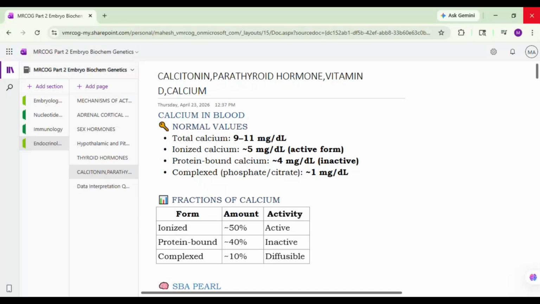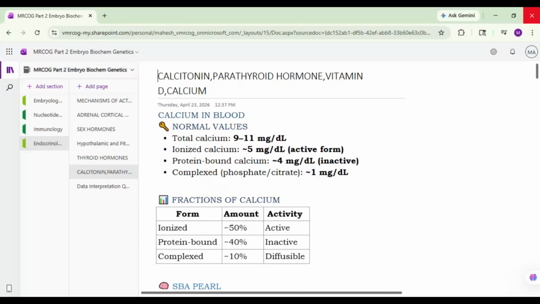What is the normal level of calcium? It is 9 to 11 milligram per deciliter, and it is present in two forms. The ionized form, around 5 milligram per deciliter, is the active form. The second form, which is inactive, is protein bound calcium, around 4 milligram per deciliter. And it is also present in a complex form, maybe a phosphate complex or citrate complex, around 1 milligram per deciliter.